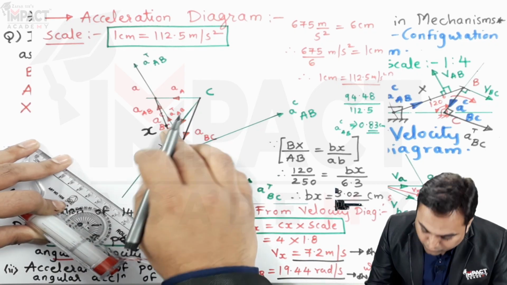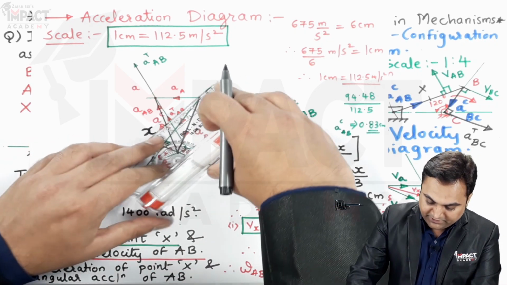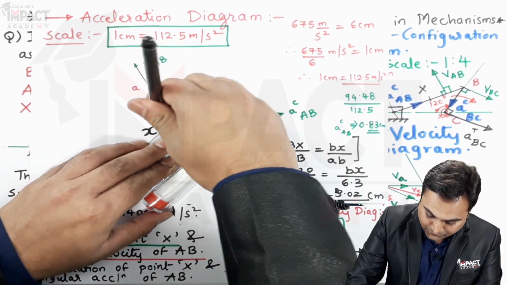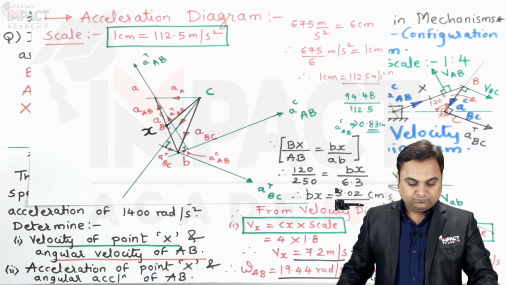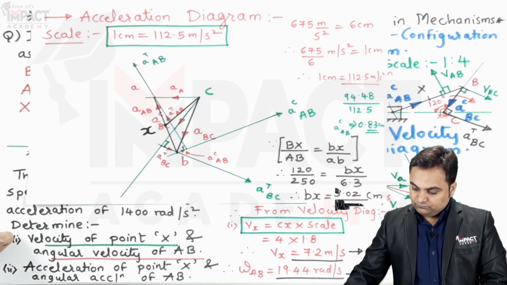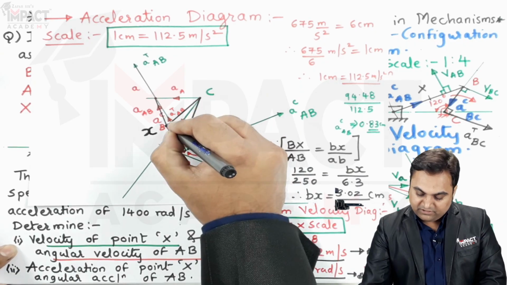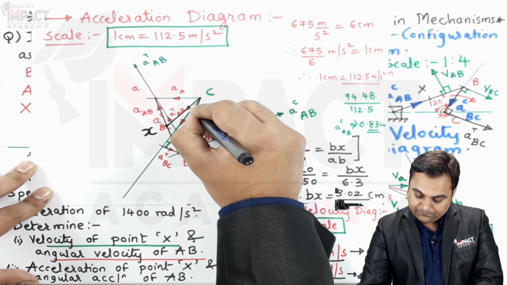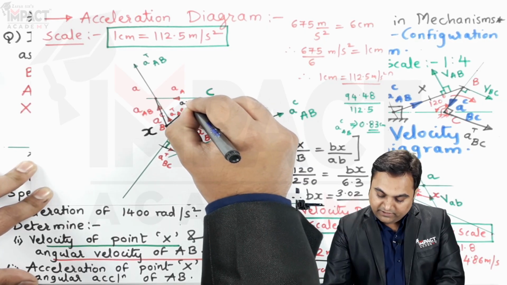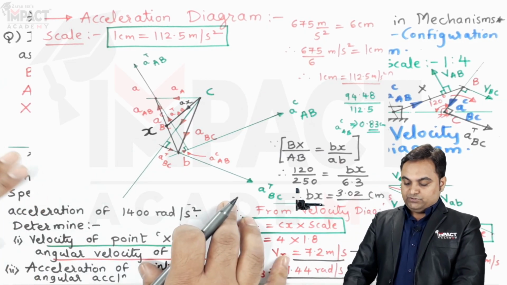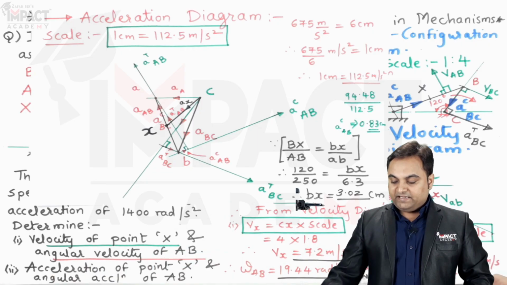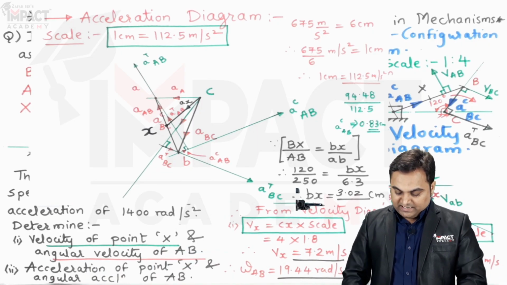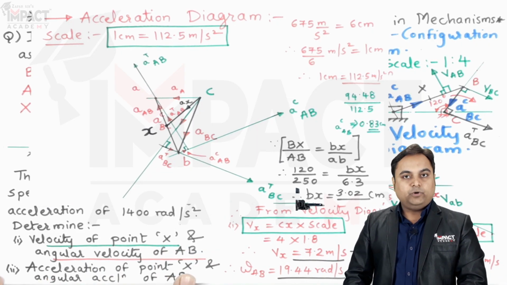Now once I know point X, I would be connecting it with point C. And that would give me the acceleration of point X with respect to point C. So, acceleration of X with respect to C. Now the acceleration diagram gets completed. I'll see what is asked. We have to find out the acceleration of point X.